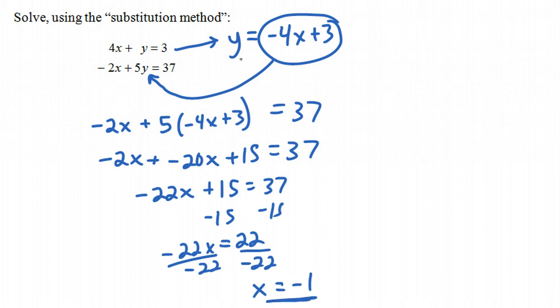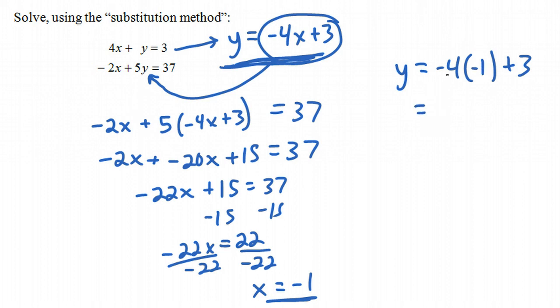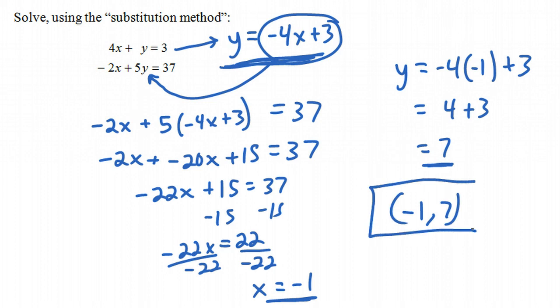How do we find the y value? Well, take one of these equations. Again, I like to take this one that we solved for the one variable. Plug it in there. So y equals negative 4x plus 3, but what is x? x is negative 1. And negative 4 times negative 1 is positive 4, and 4 plus 3 is 7. So y equals 7. So negative 1 comma 7 is the solution. And again, you can check that when you plug in negative 1 for x and 7 for y, both of these equations are true.